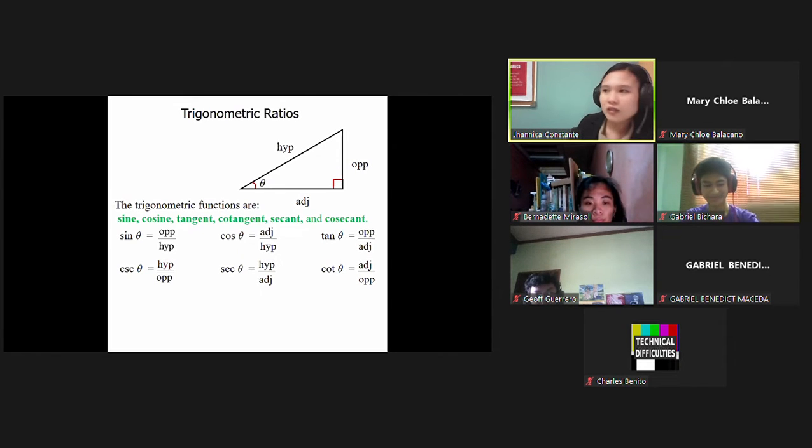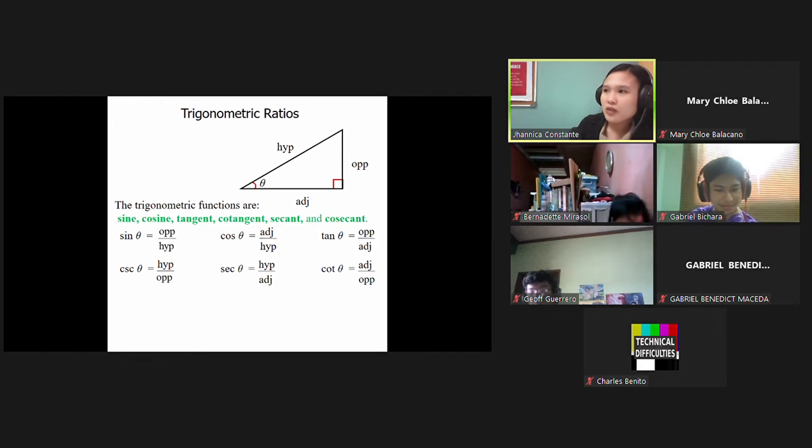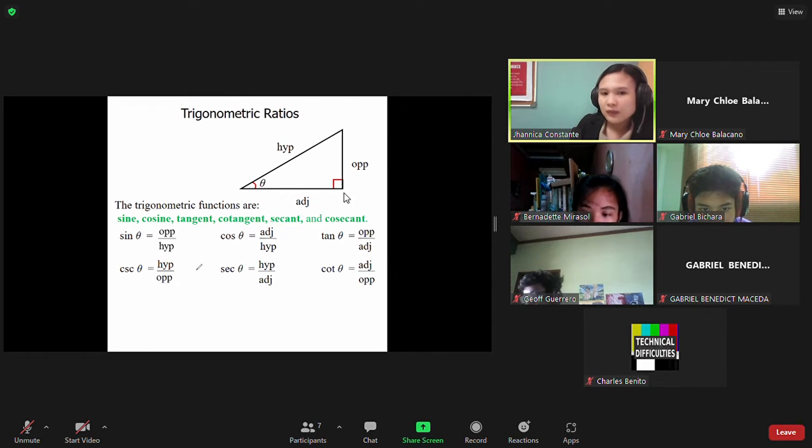So here are the trigonometric functions or trigonometric ratios, which we call the SOHCAHTOA. Sine has a ratio of opposite over hypotenuse. Cosine has a ratio of adjacent over hypotenuse. Tangent has the ratio which is opposite over adjacent. The cosecant, secant, and cotangent are the inverse ratios of our SOHCAHTOA.